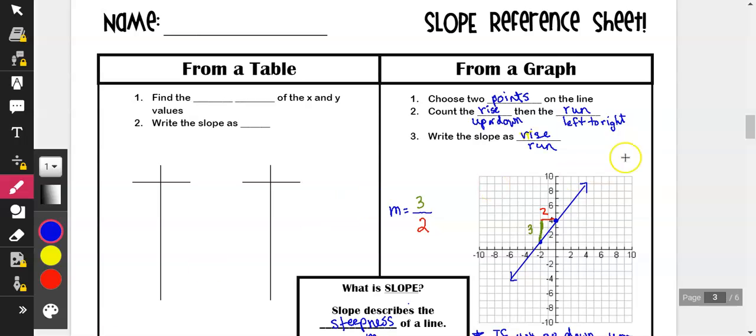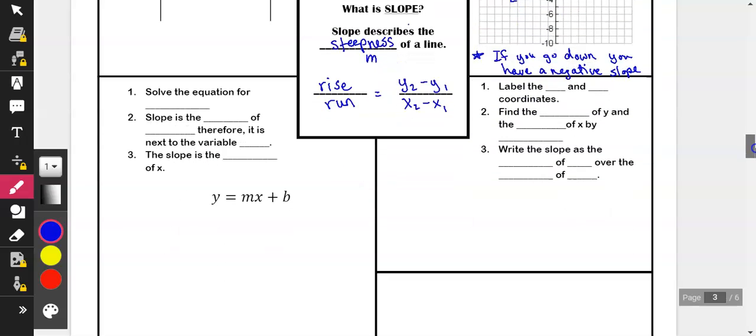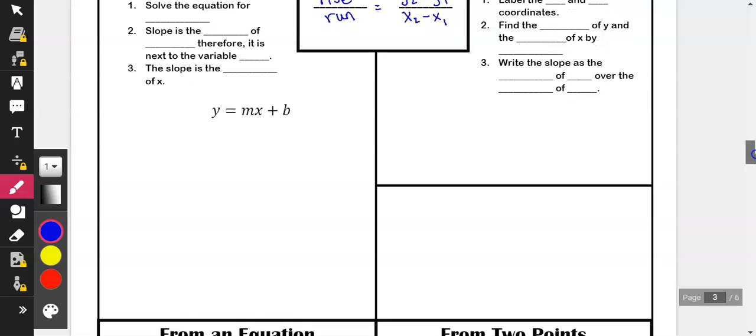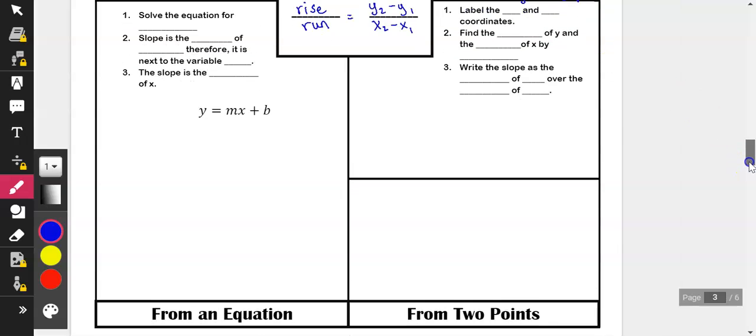Alright guys, so today we're going to be talking about finding slope based off of 2 points. So again, we're looking at our slope notes here. I'm looking at this bottom section that's talking about 2 points. Zoom out slightly. There we go.